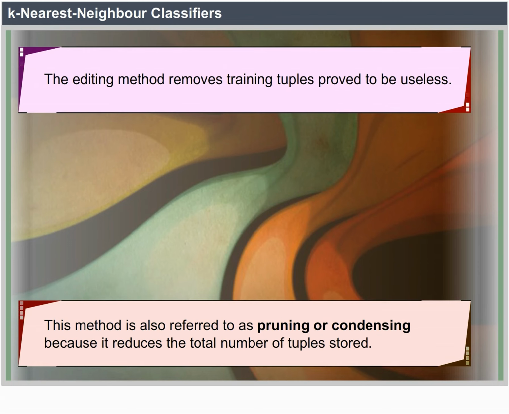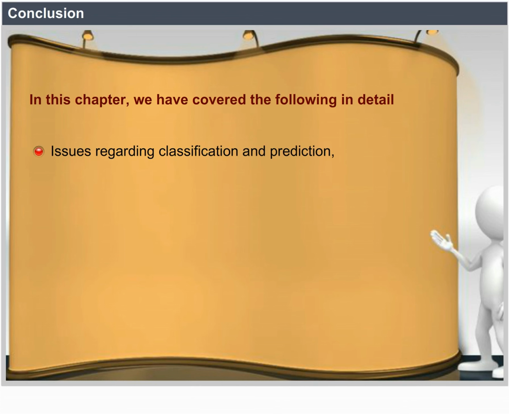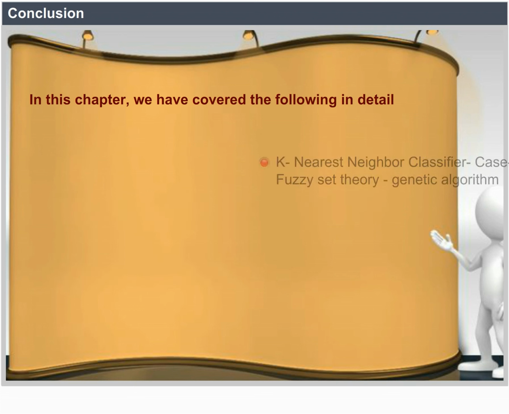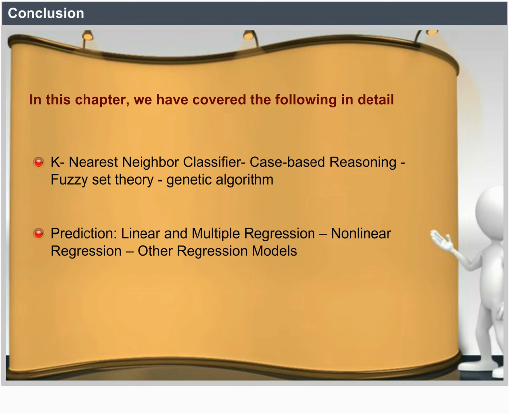Conclusion. In this chapter, we have covered the following in detail: issues regarding classification and prediction, different classification methods including decision tree induction, Bayesian classification, neural network technology, k nearest neighbor classifier, case-based reasoning, fuzzy set theory, genetic algorithm, prediction, linear and multiple regression, nonlinear regression, other regression models, and classifier accuracy.